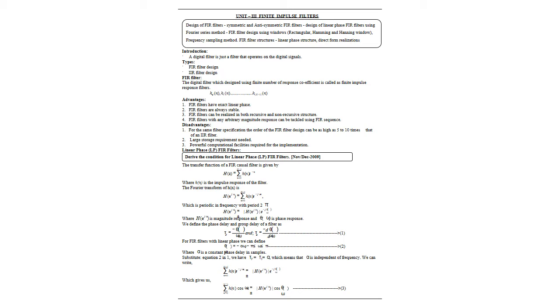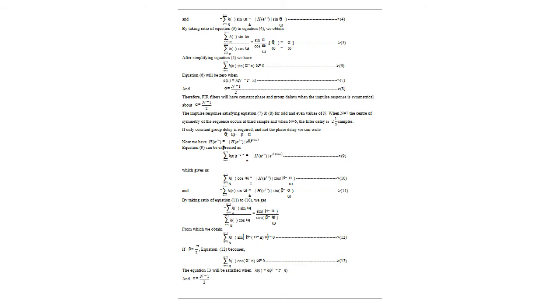For FIR filters with linear phase, we can define theta of omega equal to minus alpha omega, for minus pi less than or equal to omega less than or equal to pi, where alpha is the constant phase delay in samples. So summation n equal to 0 to N minus 1 h of n e to the power of minus j omega n is equal to plus or minus modulus of H of e power j omega into e power minus j theta of omega.